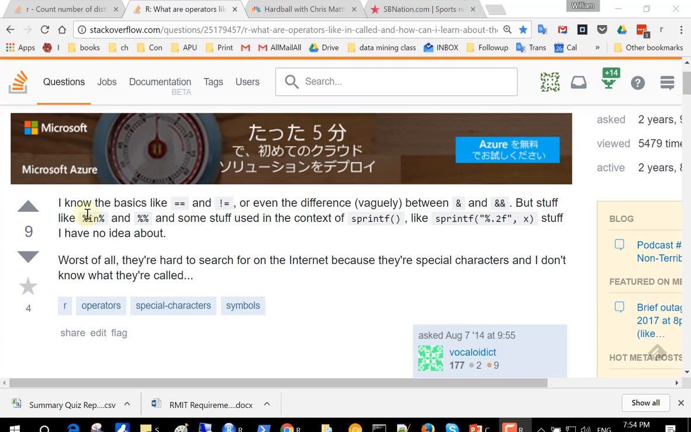So the person asks the question, I know the basics like this and this. So this, we saw, is the equal operator. And this, by the way, is the not equal operator. So whenever this produces true, this will produce false. And whenever this produces false, this will produce true. Or even the difference between, okay, we didn't talk about that yet, but this and this are difficult.